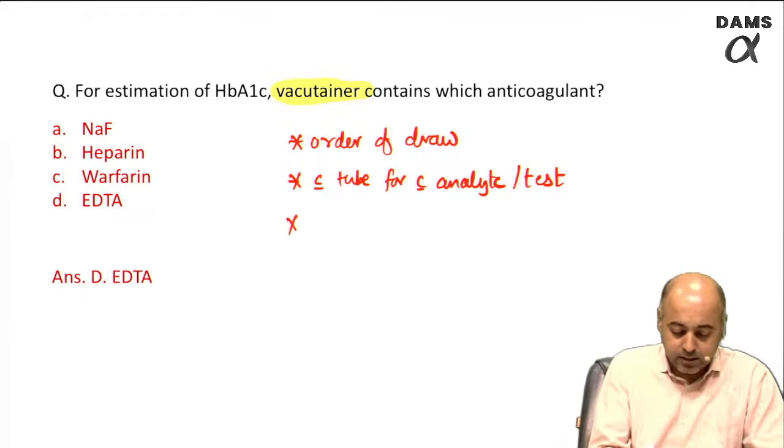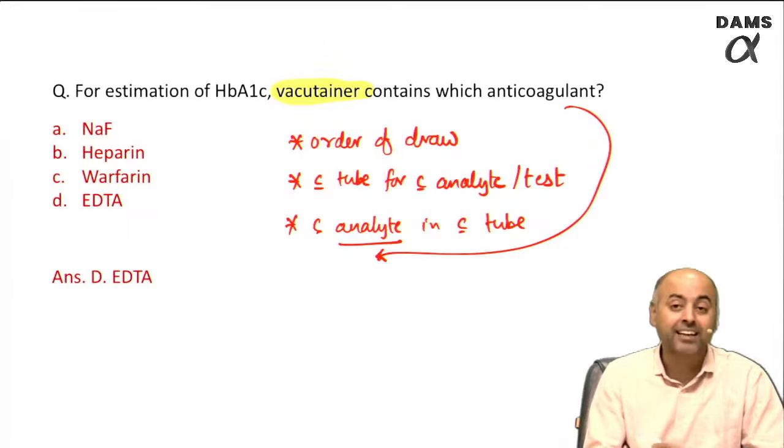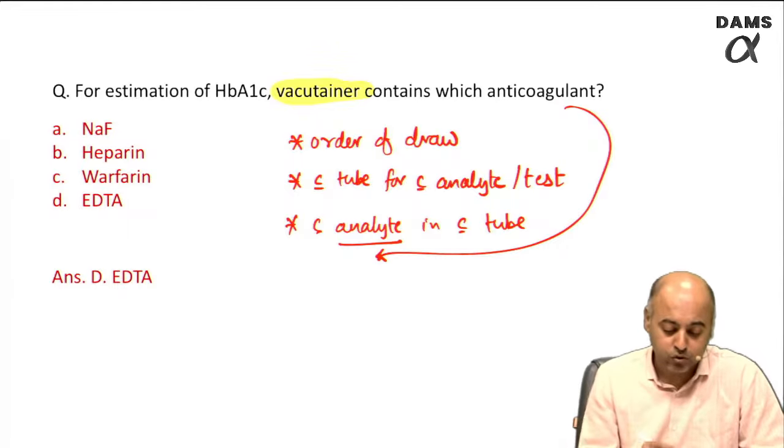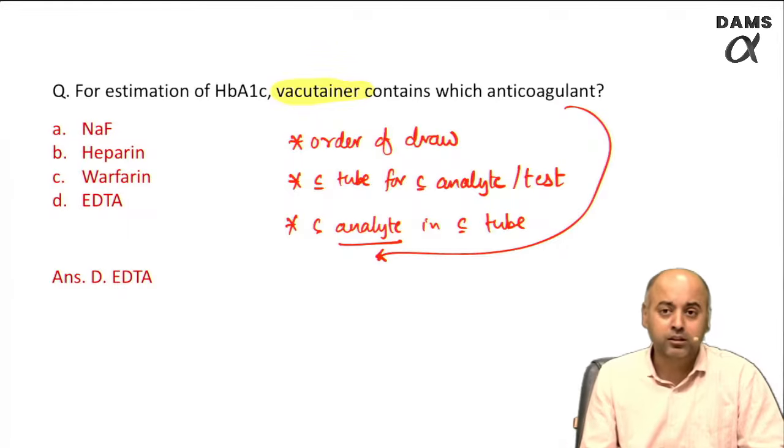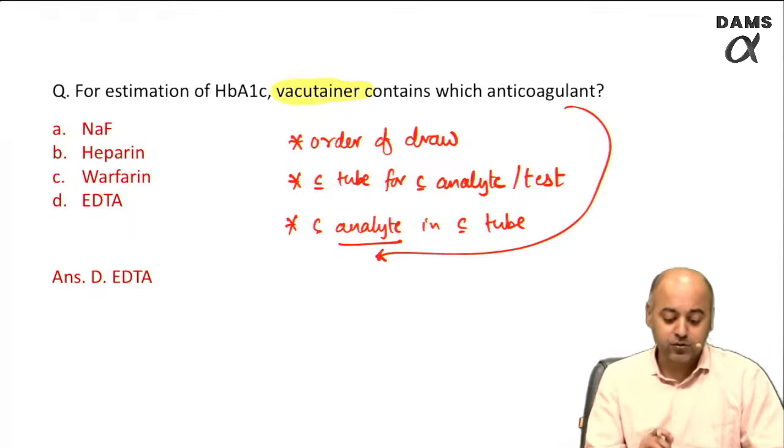And the last is which analyte is present in which tube. Analyte means reagent, or in this case, for example, you have the anticoagulant. Anticoagulant is the analyte in one of the tubes. So which anticoagulant or other substance are present in the tube. Okay, so these are three things which you have to know.